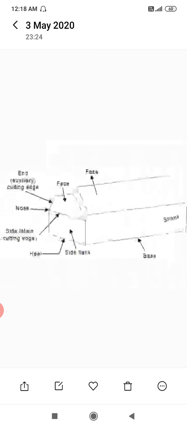Third, face. It is the surface on which the chip slides. Fourth part, base. It is the bottom surface of the shank. Basically, it has a flat form. Fifth part, nose. It is the junction of side and end cutting edges. Sixth part, cutting edge. It is the junction of face and the flank. There are two types of cutting edge, end cutting edge and the side cutting edge.